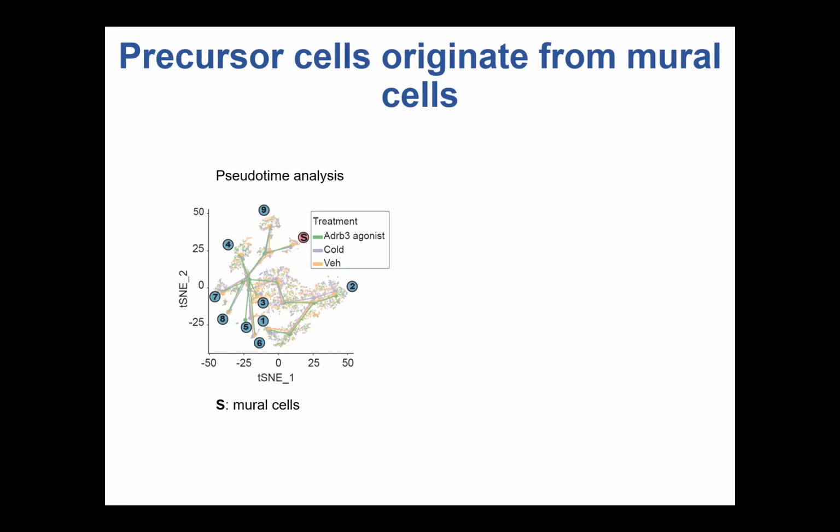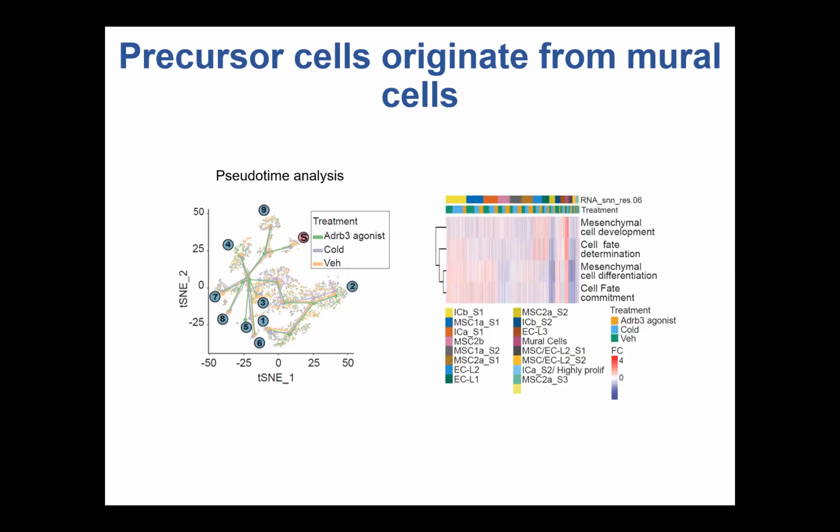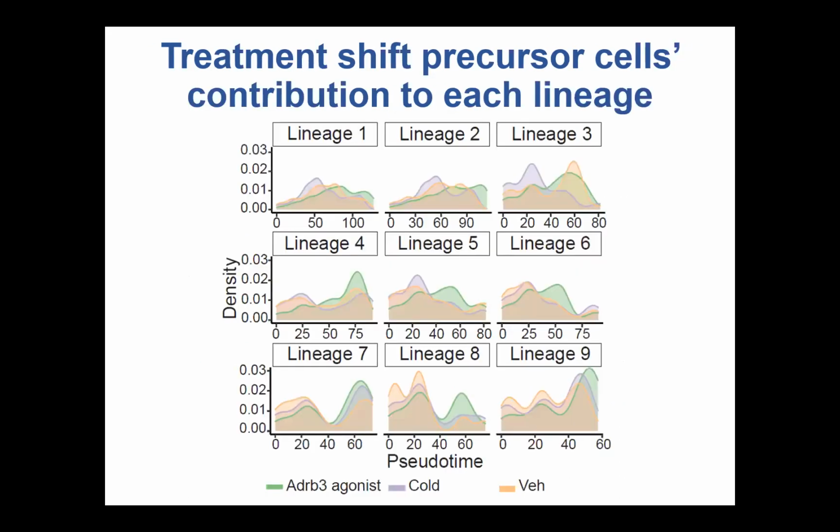To confirm this finding, we next performed some gene ontology analysis. We found that this population of cells was indeed enriched for pathways associated with mesenchymal cell development and cell fate determination, suggesting that our analysis and finding that those mural cells give rise to those different lineages is right.